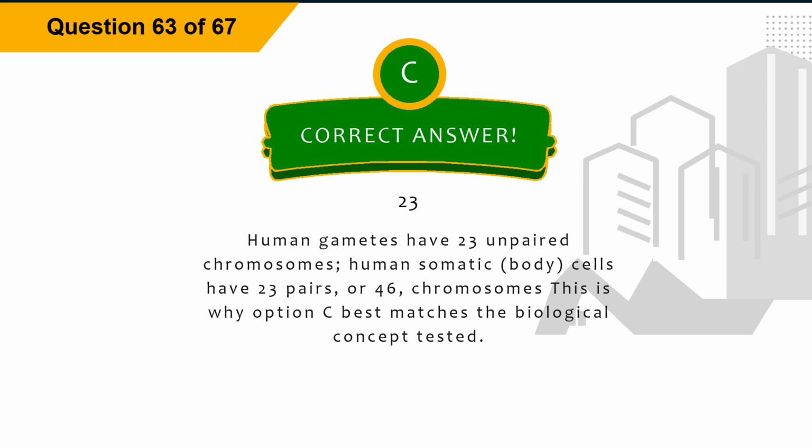Explanation. Human gametes have 23 unpaired chromosomes. Human somatic, body, cells have 23 pairs, or 46, chromosomes. This is why option C best matches the biological concept tested.